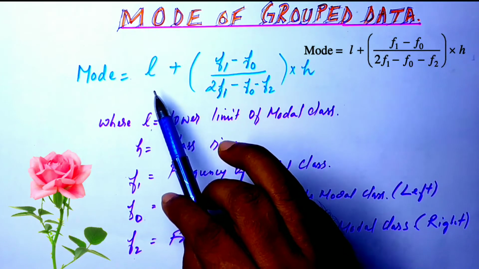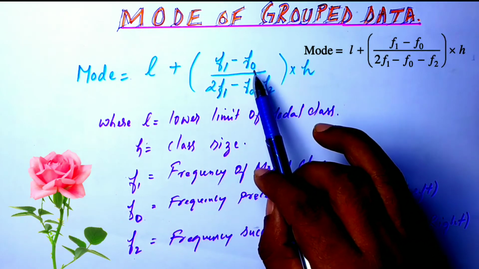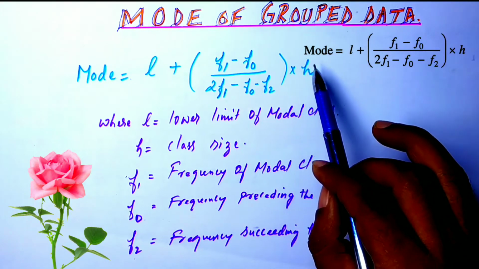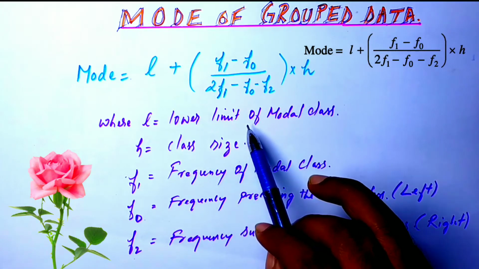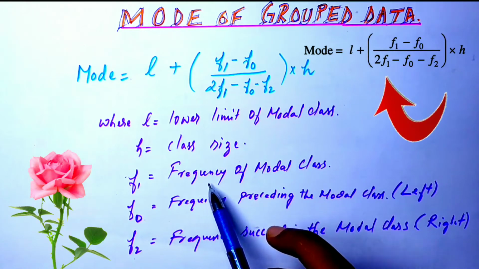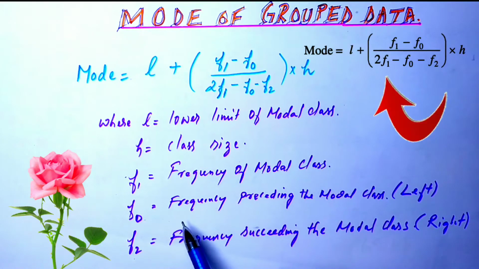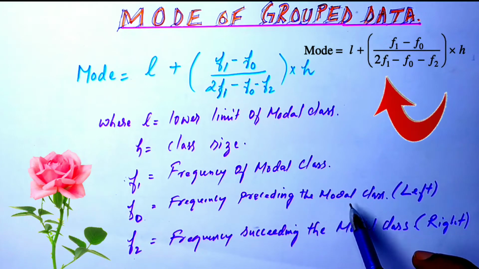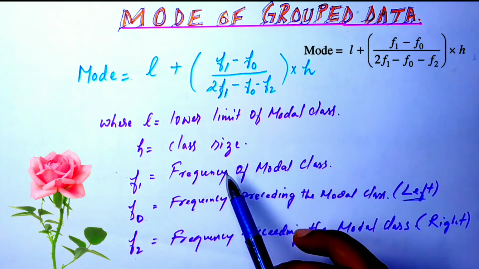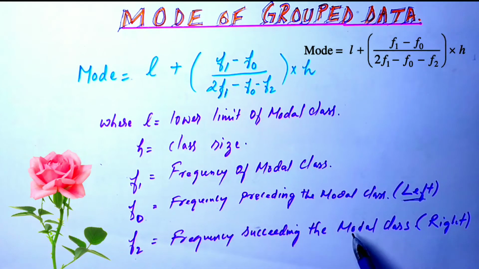Mode is equal to L plus (f1 minus f0) divided by (2f1 minus f0 minus f2), into h, where L is the lower limit of the modal class, h is the class size of the modal class, f1 is the frequency of the modal class, f0 is the frequency preceding the modal class, which is always to the left of the frequency. f2 is the frequency succeeding the modal class, which is to the right. So, to understand this better, let us go to the exercise and solve some problems.